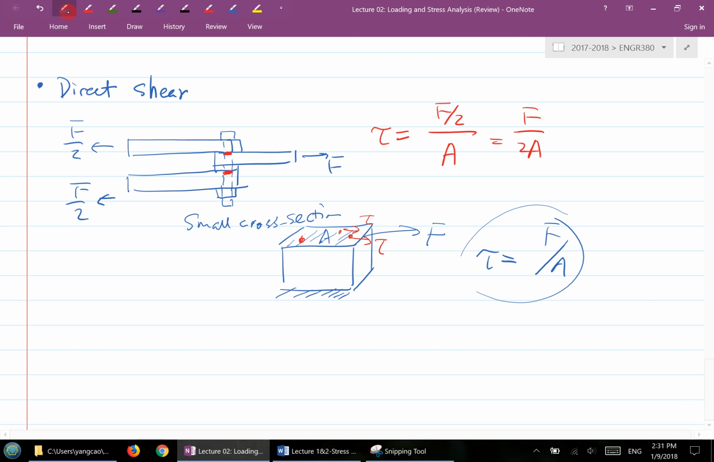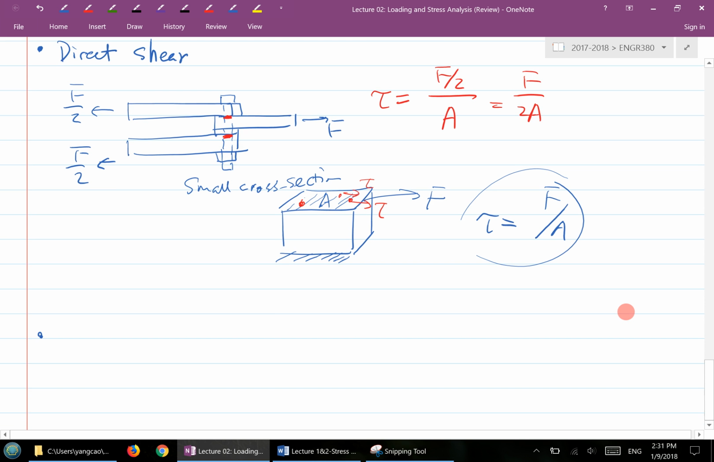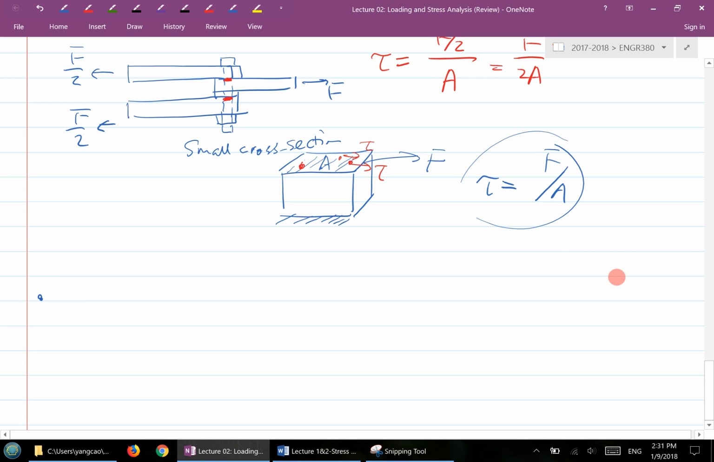However, this is actually particular to this case. If you have an area relatively big enough, the shear stress distribution is not an even distribution across everywhere along this cross-section area. So we need a new formula. That actually brings us to the next one here. You'll see the formula.